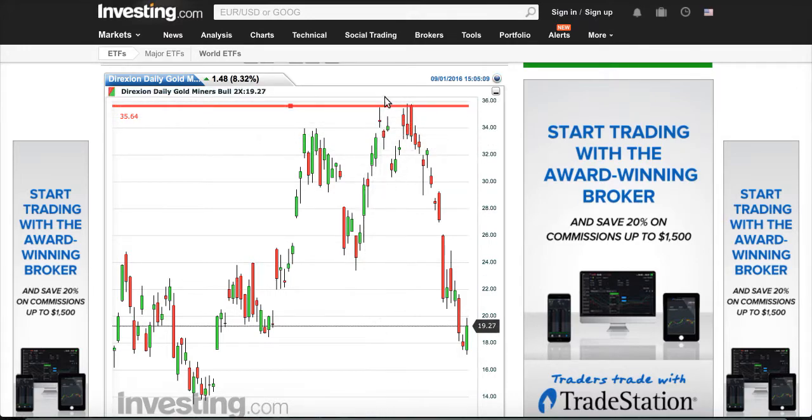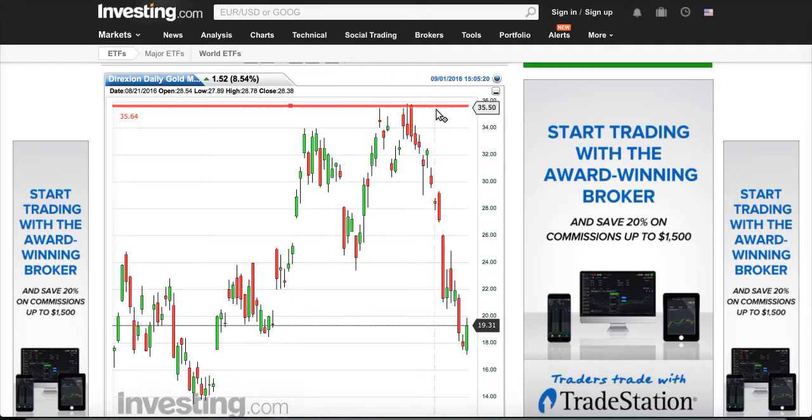So if you see here, it went up, hit it, came back down, went up, hit it, came back down, went up, hit it, down, hit it again. So it hit it like 3, 4 times. The point being is this stock is having a tough time going past this level.